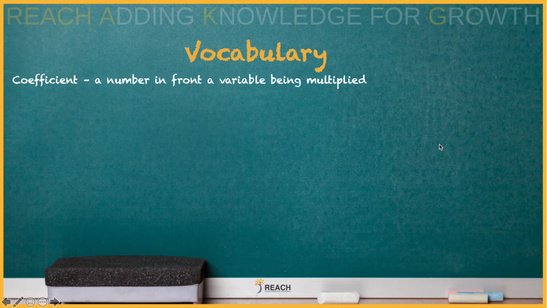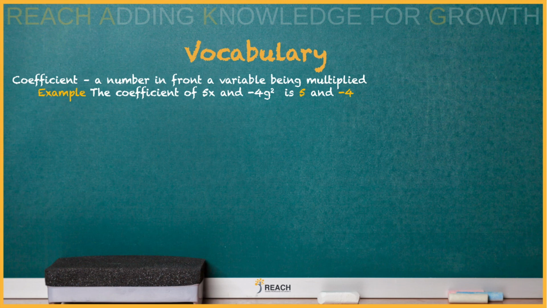Let's take a look at the first vocabulary term, coefficient. It's the number in the front of a variable being multiplied. So the first example, 5x, the coefficient will be 5. Negative 4g squared, the coefficient will be negative 4.